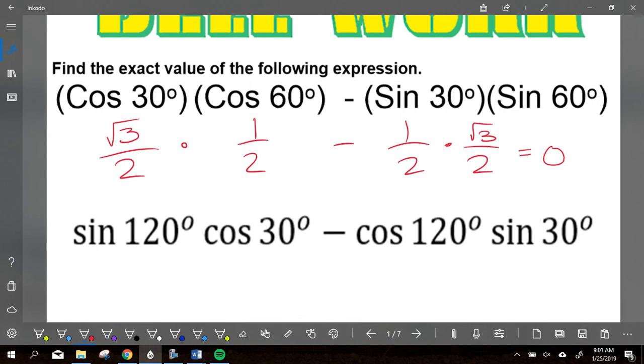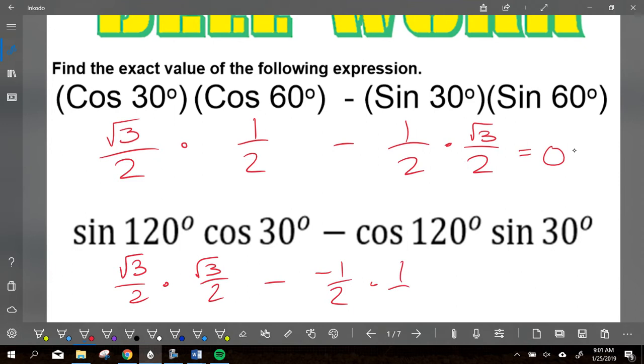This one, same concept. Sine of 120, cosine of 30. So sine of 120. Mara, what's sine of 120 going to get me? Radical 3 over 2. And it's positive even though it's in the second quadrant because it's the y value. Aisha, what about cosine of 30? Radical 3 over 2. Minus, Allison, what's cosine of 120 going to get me? Negative 1/2. Garrett, what about sine at 30?